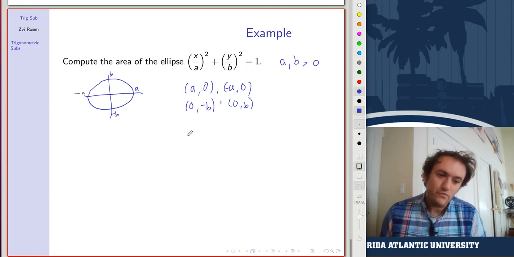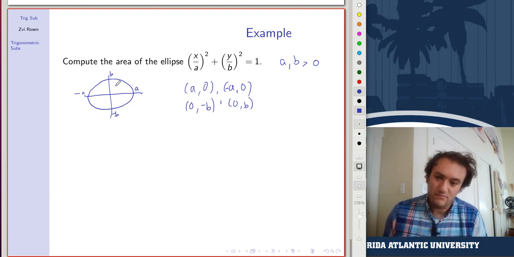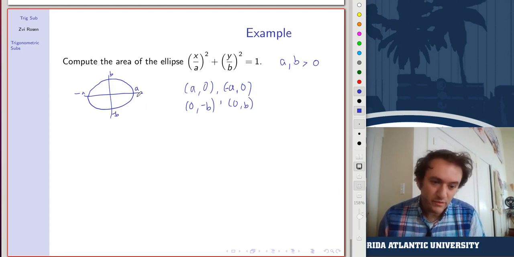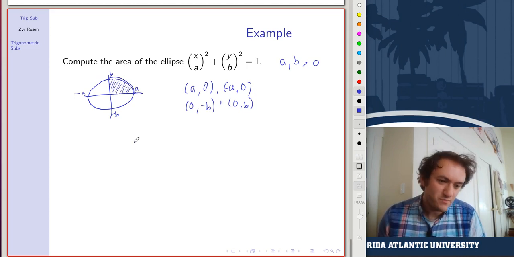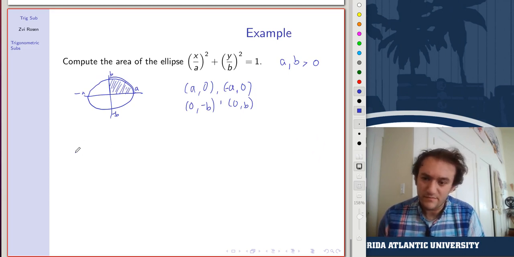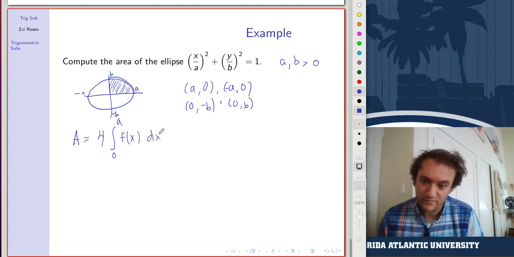Okay. So if we want to compute the area of this ellipse, we want to compute the area under some curve. It'll be easiest to just compute the area under this curve, and then we just multiply it by 4 and get the area of the ellipse. So the area that we're interested in is 4 times the integral of the function describing the ellipse, dx, where x goes from 0 to a.